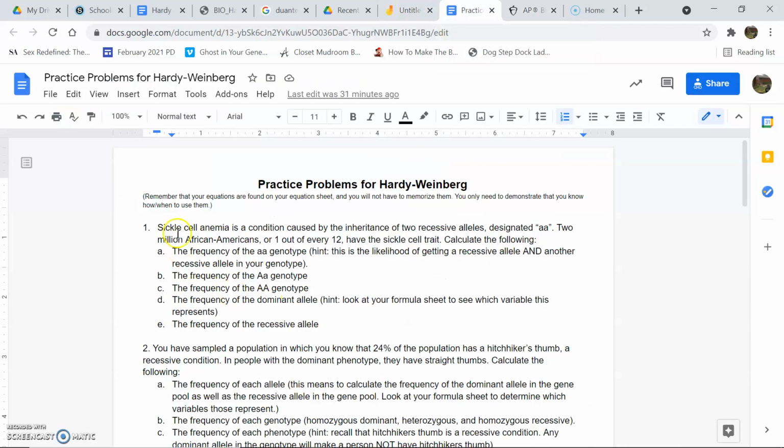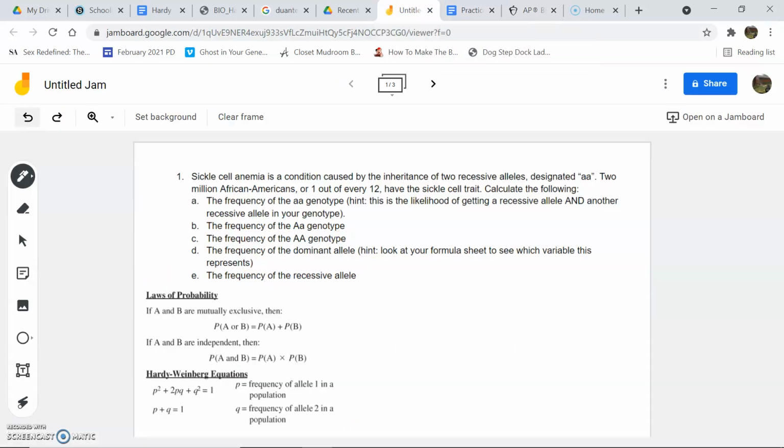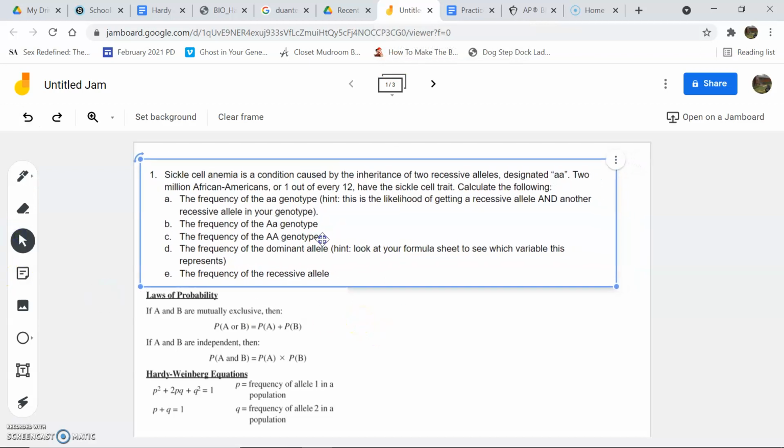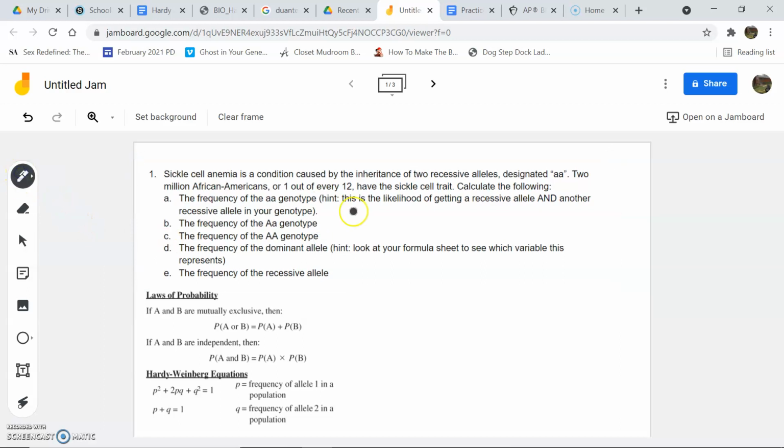I have taken question number 1 right here, and I have put it into a Jamboard so I can write on here. I'm going to move this over because that's going to bother me. There we go. And here we go.